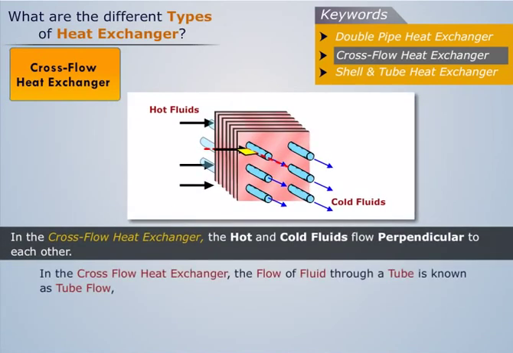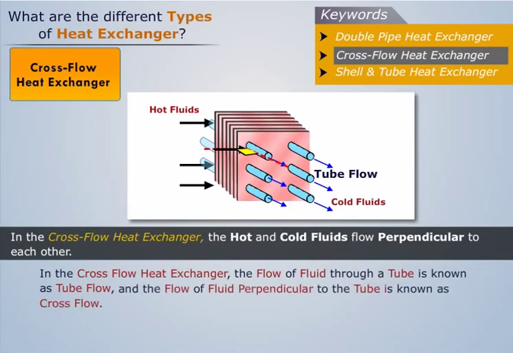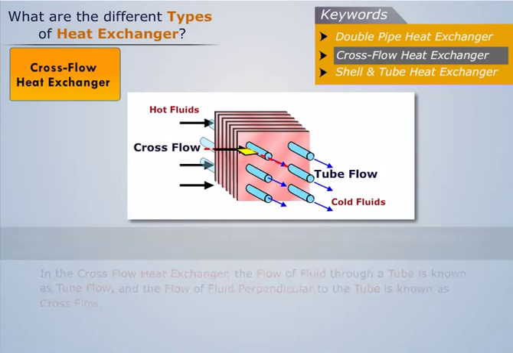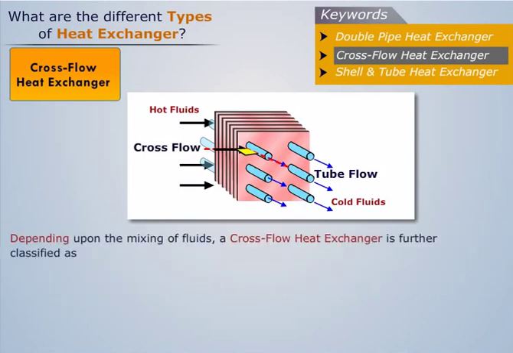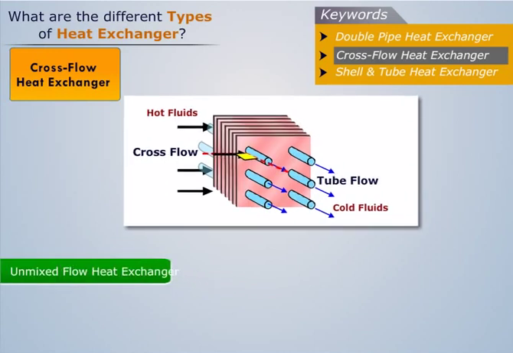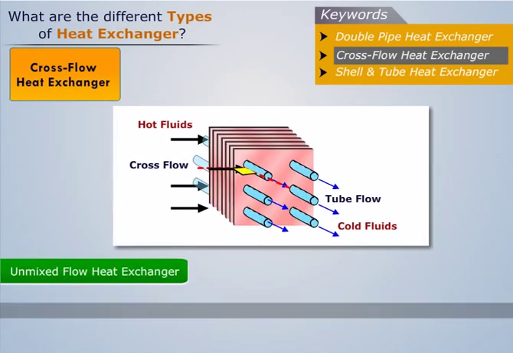In the cross-flow heat exchanger, the flow of fluid through a tube is known as tube flow, and the flow of fluid perpendicular to the tube is known as cross flow. Depending upon the mixing of fluids, a cross-flow heat exchanger is further classified as unmixed flow heat exchanger and mixed flow heat exchanger. Now let's discuss unmixed flow heat exchanger.